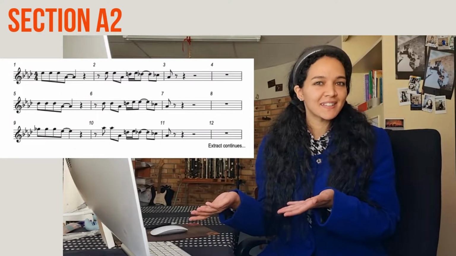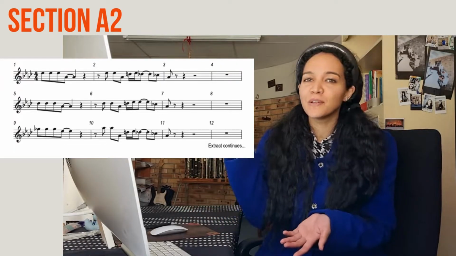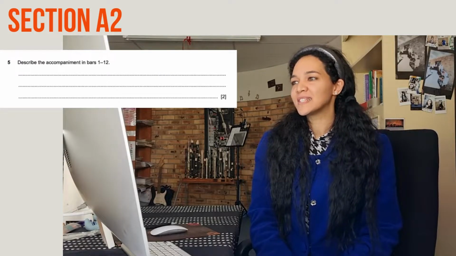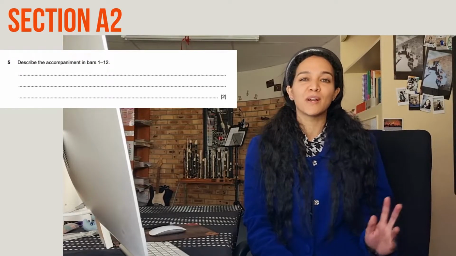Okay, so section A2, another 8-mark section. They give us a skeleton score here. Yay, and we've already listened to everything. We've read through the questions. Hopefully we've answered them. So let's go ahead and compare. So the first question in section A2 is question 5 in the whole paper. Describe the accompaniment in bars 1 to 12.